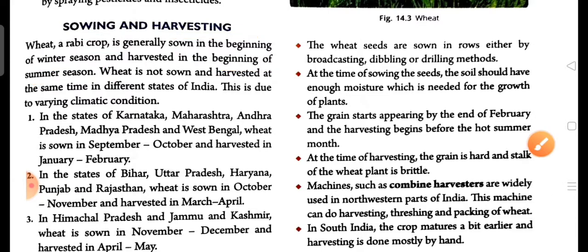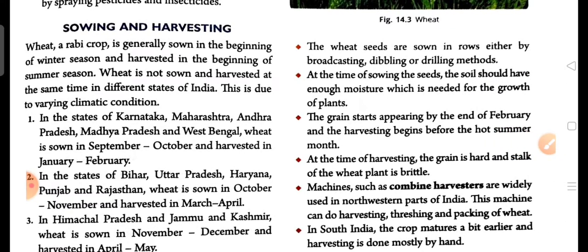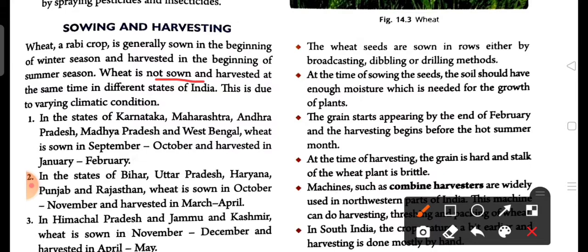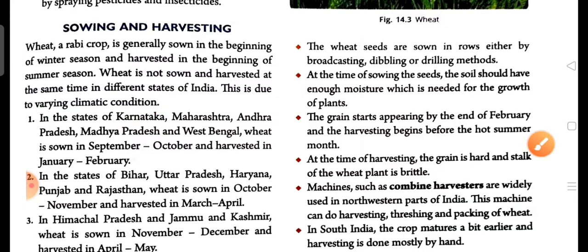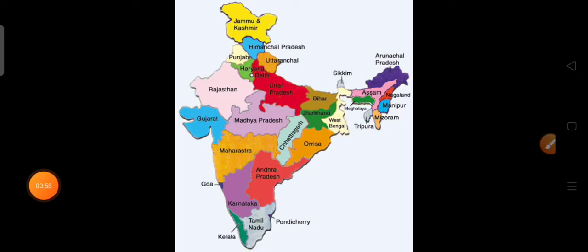So now here is written that wheat is not sown and harvested at the same time in the different states of India. Why? Because of the varying climatic conditions that prevail in different parts of the states. Now students, we see the different states where the wheat is sown and harvested at different times of the year. Now let us discuss the states where the wheat is produced in different periods of time.